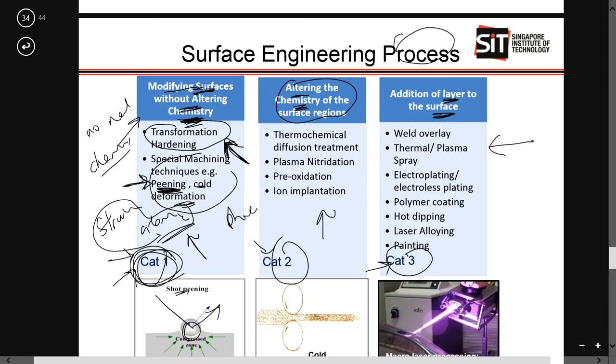Therefore, in the next video we'll talk about Category 2, in a way that is more on the chemistry side. So I think see you there.